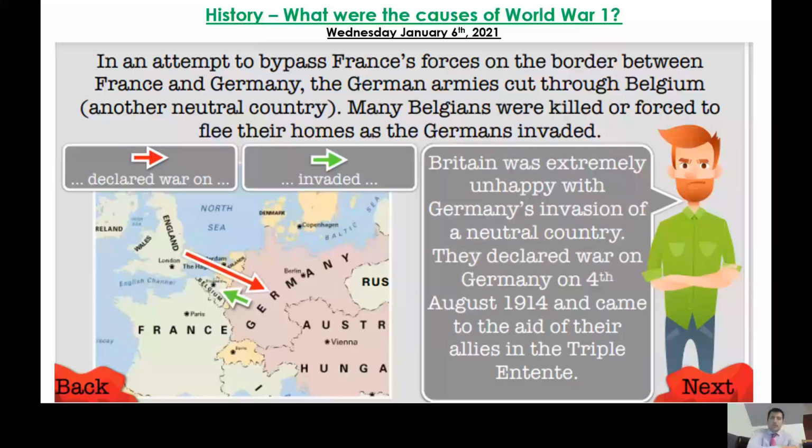Now, in an attempt to bypass or go around France's forces on the border between France and Germany, the German armies cut through Belgium, which was another neutral country. Now, Belgium had not been involved in the fighting, but lots of people were killed in Belgium. They were killed and forced to flee, to become refugees from their home. Now, because this had happened, Britain was not happy. Britain was unhappy about the invasion of a neutral country. It perceived itself to be looking after the interests of the world, and therefore on the 4th of August, Britain declared war and came to the aid of those members of the Triple Entente.